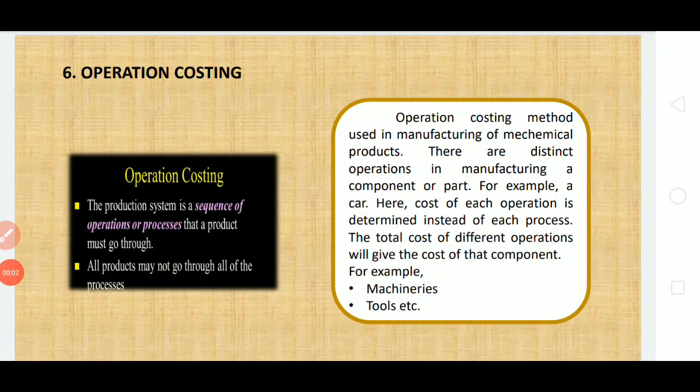Now the next method is operation costing. Operation costing method is used in manufacturing of mechanical products. Mechanical products means a kind of products like machineries, tools, equipments, etc. There are distinct operations in manufacturing a component or a part. For example, a car. Generally, this method is used when you are manufacturing any type of machinery, tools, equipments or mechanical products. Here the example of car is given.